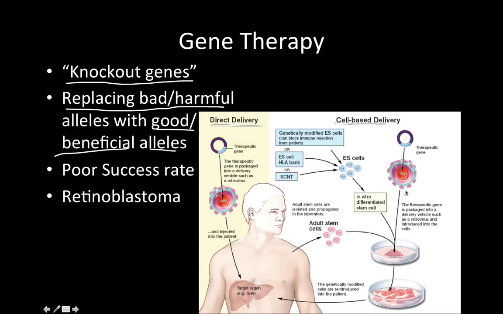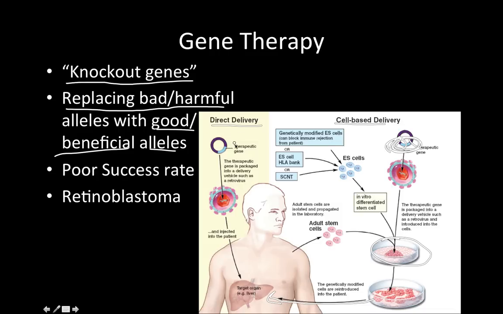In cell-based delivery, whatever gene that we need is inserted into some sort of vector, which we don't need to know about right now, and we take stem cells from the individual and grow the stem cells in a petri dish with this gene, the good gene that we talked about here. So after the cells have divided and multiplied, they've taken in that gene of interest, and then we reintroduce those cells that were grown in the petri dish with that good gene back into our individual.